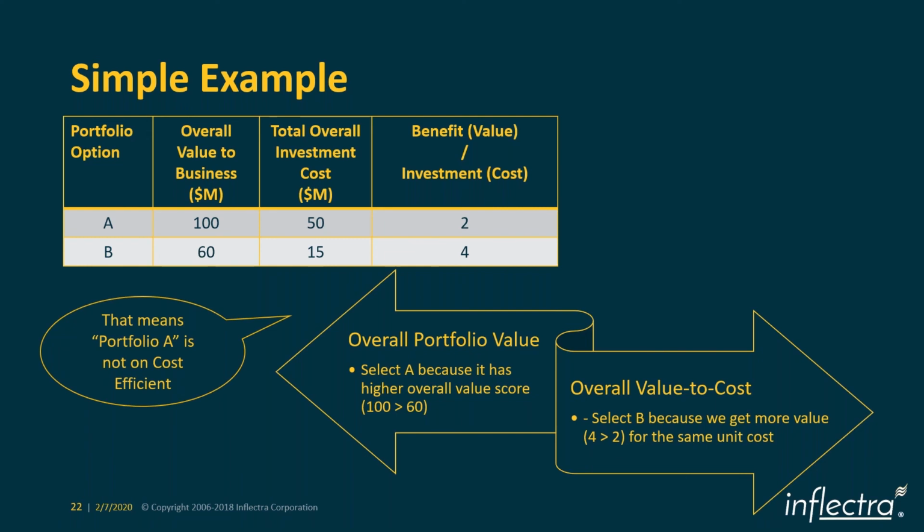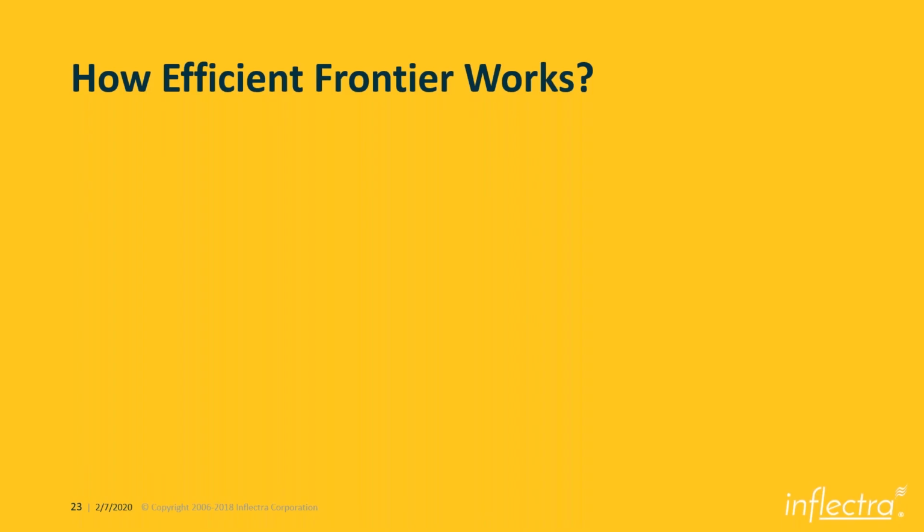So here portfolio A is not on the cost efficient curve. It's good, it's giving you a good value, but it's not on the cost efficient curve. So if I focus on cost as my efficient frontier element, then I will not choose A, right? So how does this actually work? Again, as I told you, this is very mathematical modeling. I'm trying to make it as simple as possible here. So let's take a look at this.